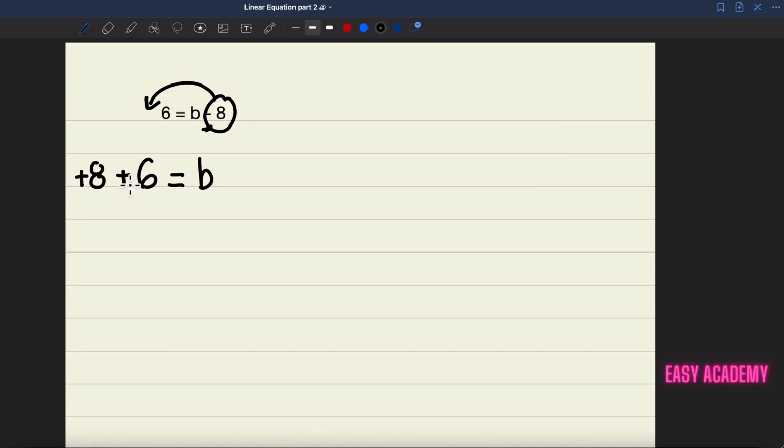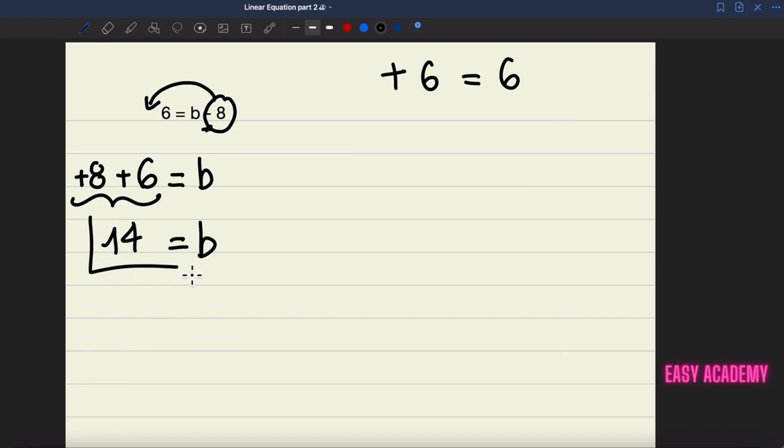It's a positive. Positive 6 is just 6. We don't write plus 6. So now, piece of cake. We just need to solve 8 plus 6. So 8 plus 6 equals 14. So b is equal to 14.